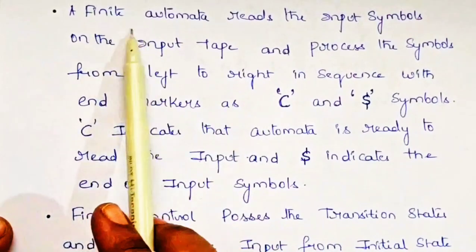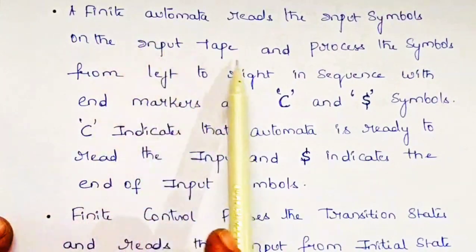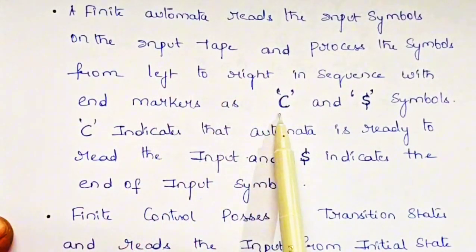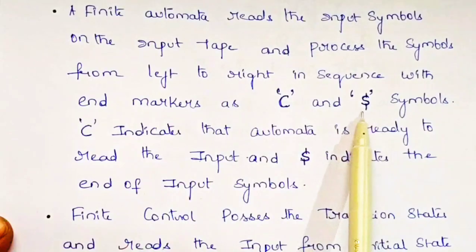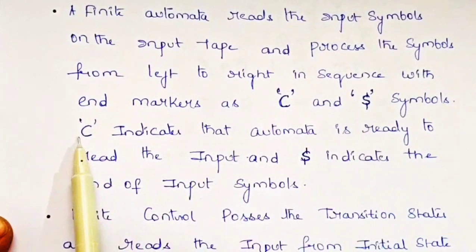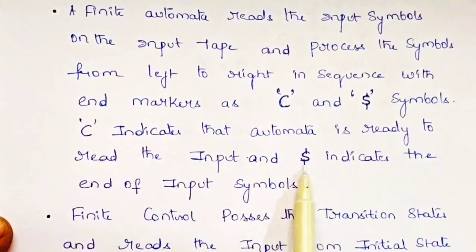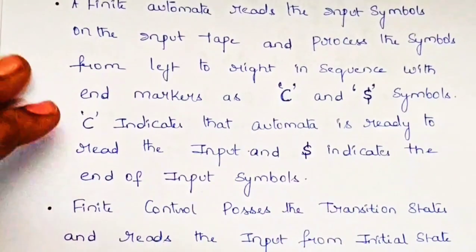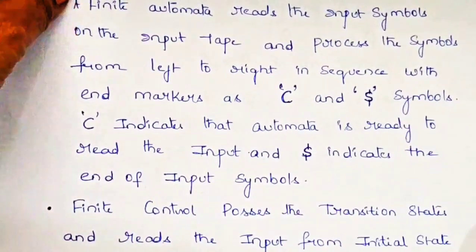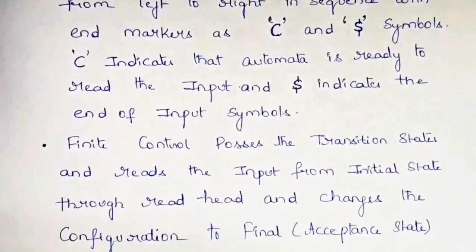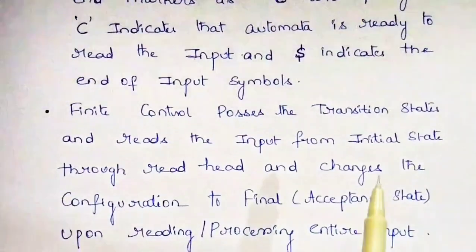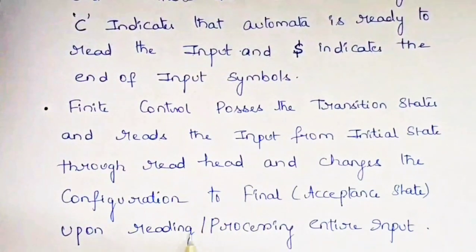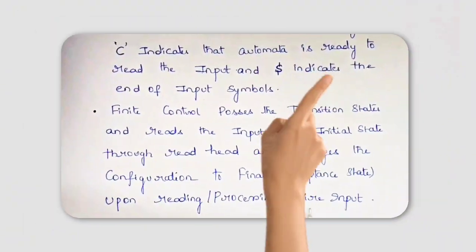Here we have seen that the automata indicates the processing of input string through the input tape with the two end markers C as well as $ symbols, where C indicates the start of an input string and $ indicates the end of an input string, such that the finite control possesses the transition states and reads the input from initial state towards the final state, such that the string is completely processed.